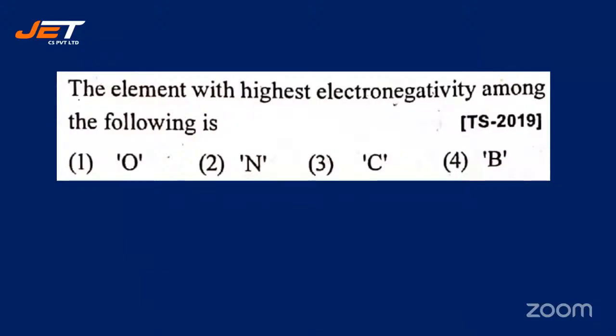Next question. The element with highest electronegativity among the following is, which element is having highest electronegativity? Oxygen, nitrogen, carbon or boron? Which is the right answer? So let us see who will answer this question.